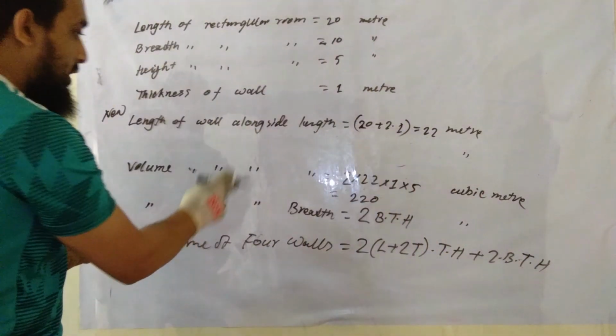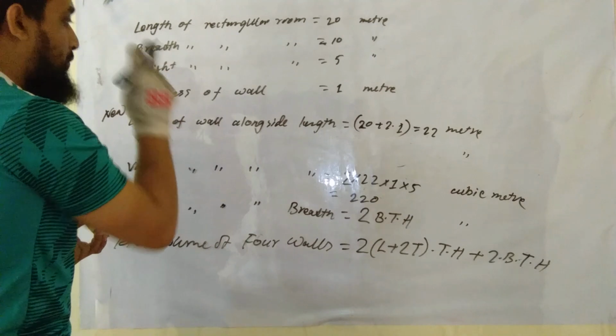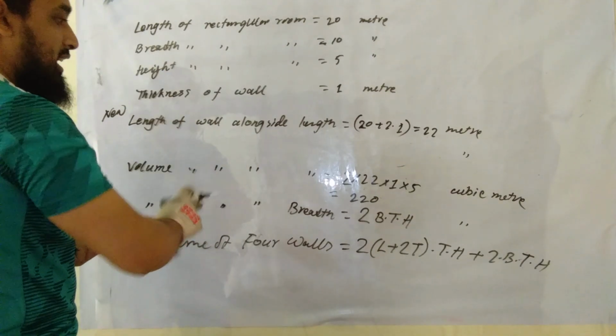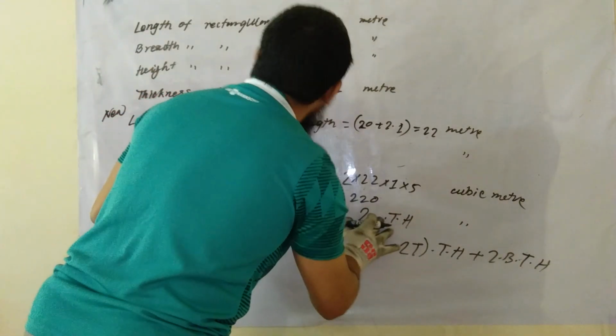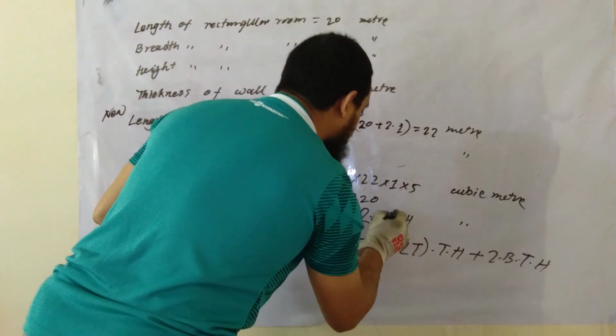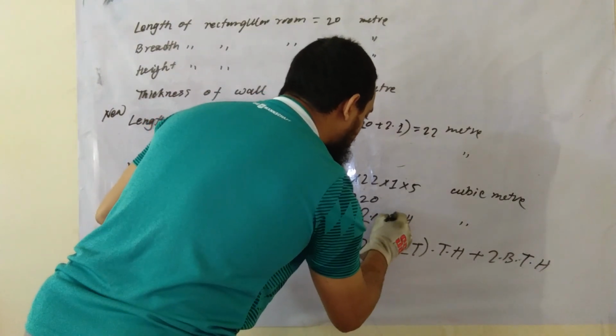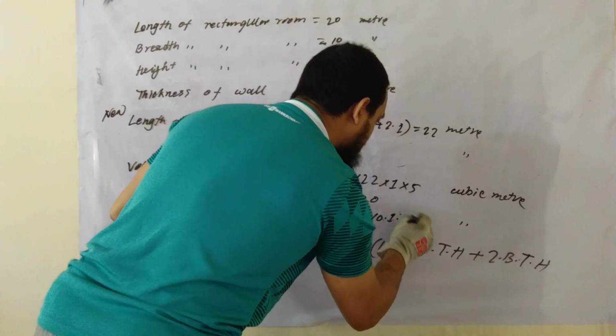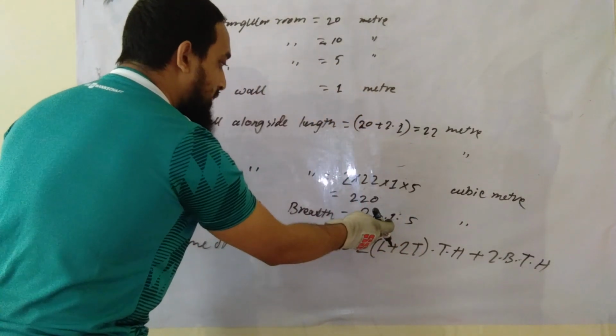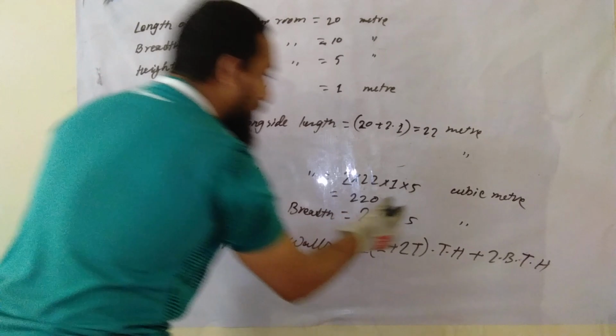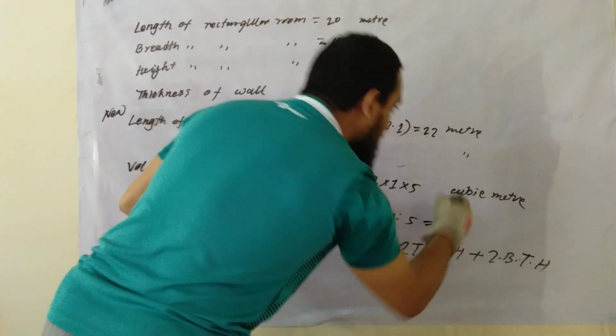Okay, fine. Now we need to find the volume of the 2 walls alongside breadth. So alongside breadth is equal to 10, 2 into 10, thickness is equal to 1 and height is equal to 5. So look here, 5 into 10, 50, 50 into 2 is going to be 100 cubic meter.